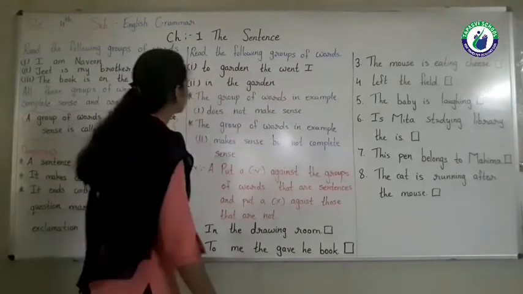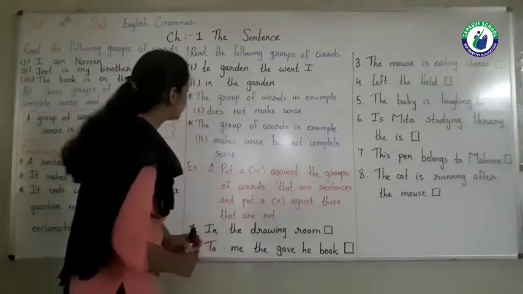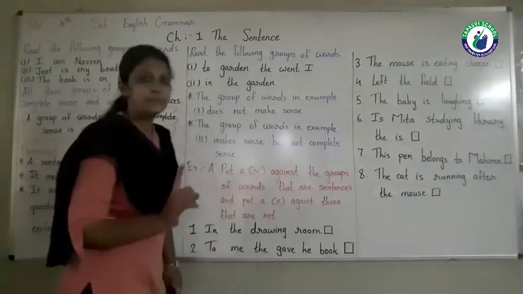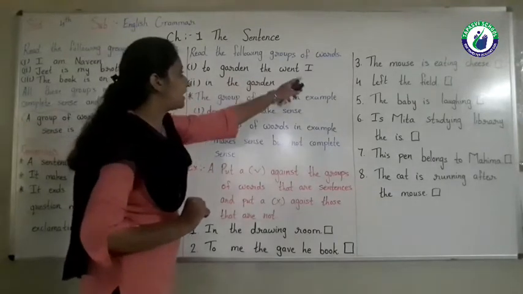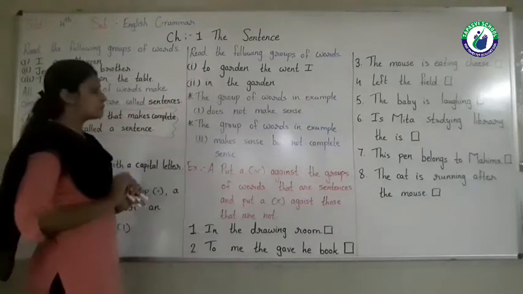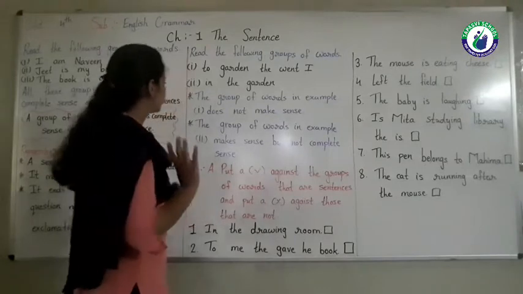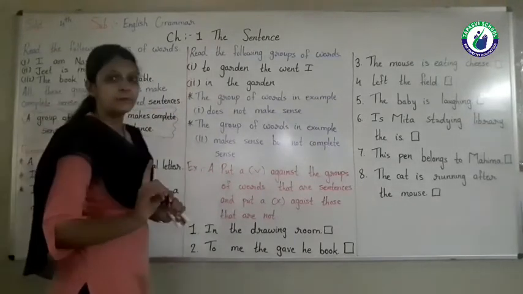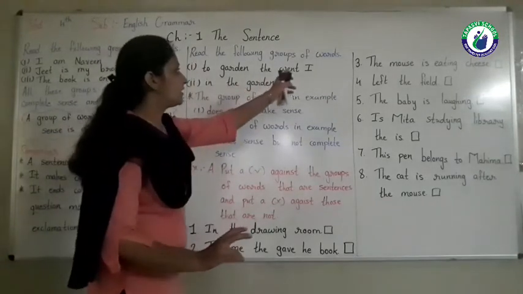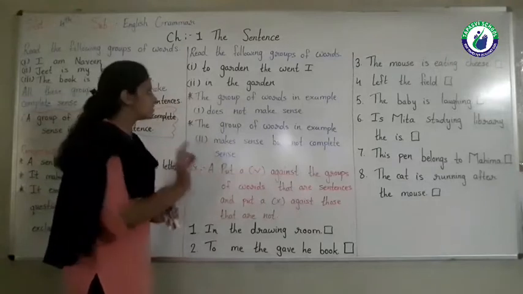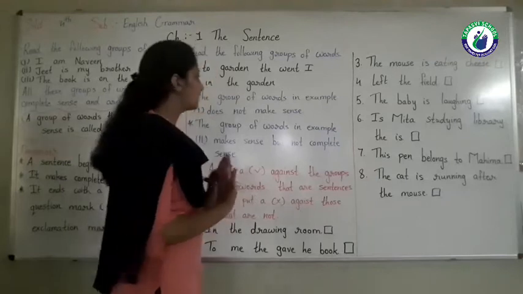Groups of words. Here, two examples are given. The group of words in example number 1: To garden the went I. Look at the sentence. These groups of words do not make complete sense in example number 1: To garden the went I. Means we can say these groups of words are not arranged in proper order.